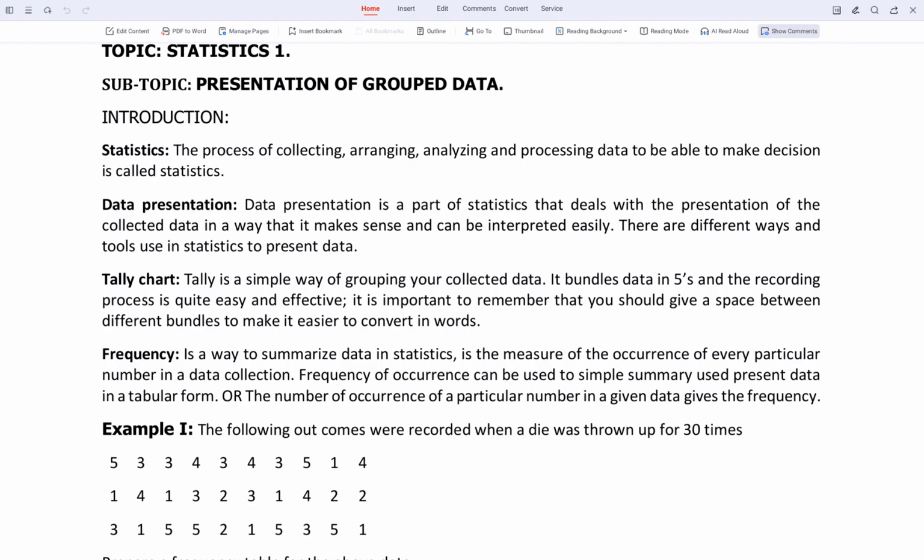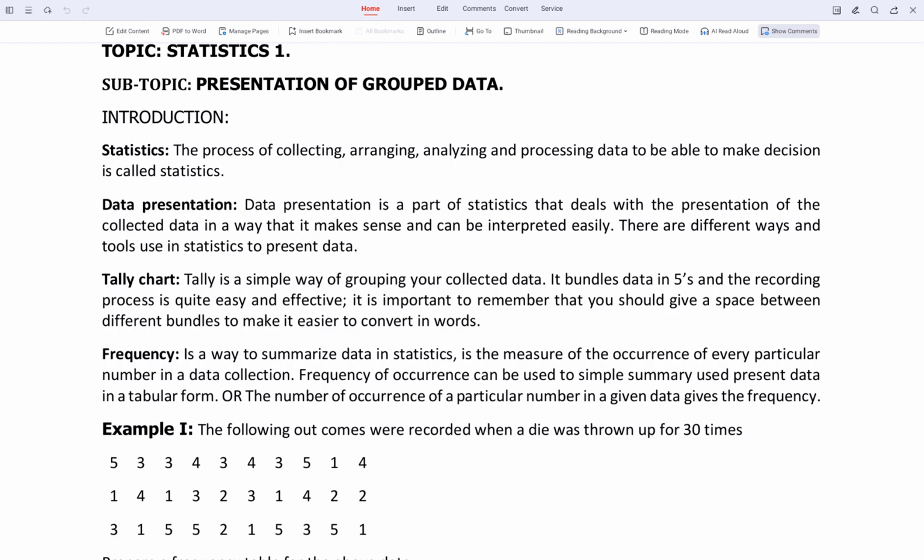So today we'll be talking about presentation of data, which is statistics 1. From now to the end of the term we are going to be talking about statistics.